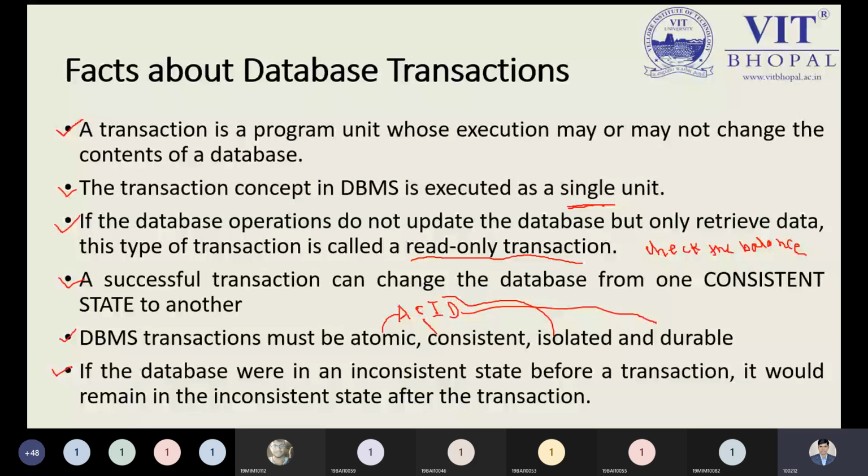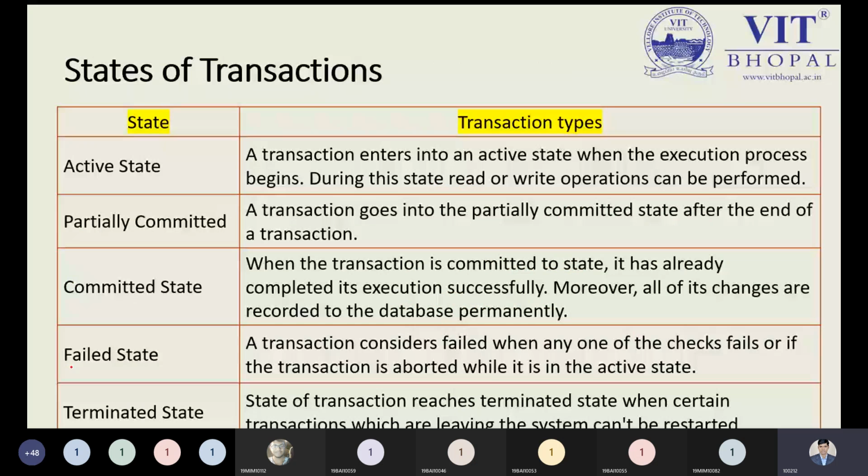No, sir, no doubt. Okay, so I'm moving to my next slide now. State of the transaction. We have a few different states, and those are most important. This is equivalent to the process state diagram, and we remember this concept from the operating system as well. The states are: active state, partially committed, committed state, failed state, and terminated state.